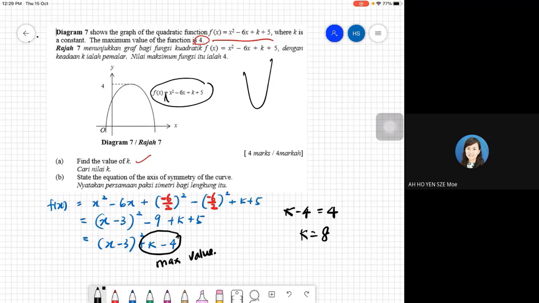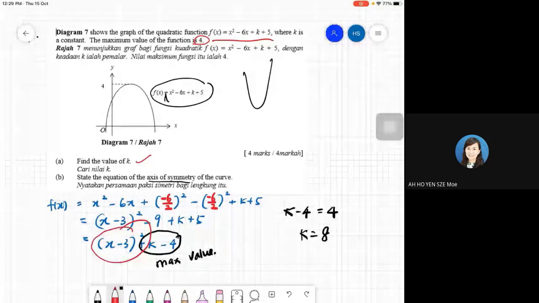So kita cari pula kita punya axis of symmetry. So where's the axis of symmetry? Nampak symmetry ni. Okay, so senanglah dari sini. So what's your x? So you can directly see your x equal to 3, which is your axis of symmetry.